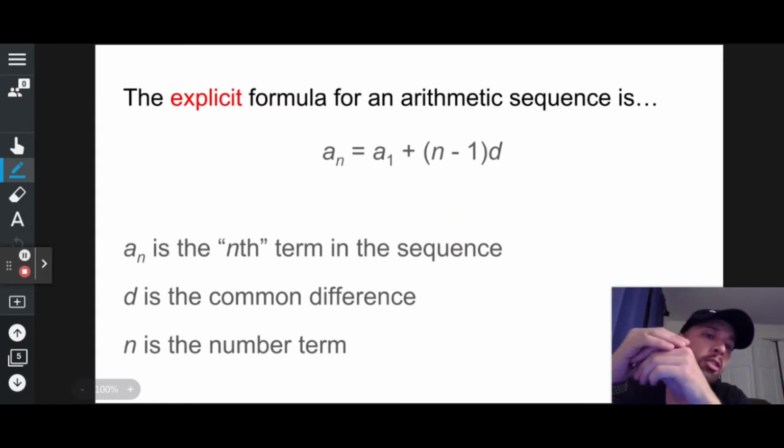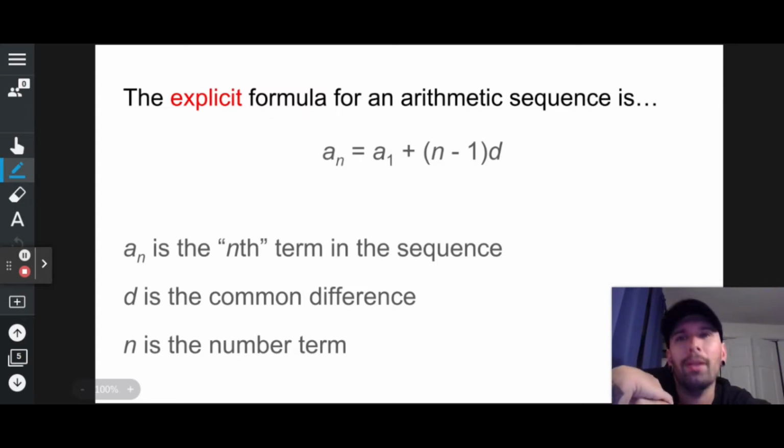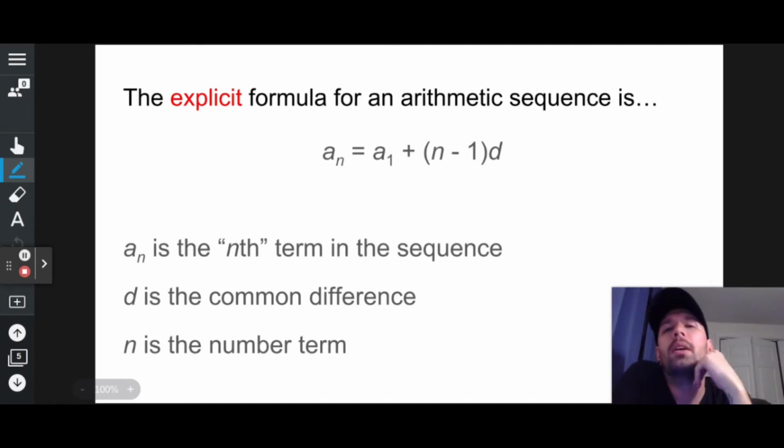Now, the explicit formula is more important because it contains more cursing. I'm just kidding. No cursing. Not in my videos. Those other YouTubers, they may curse a lot, but not me. No, this is a kid-friendly YouTube channel.